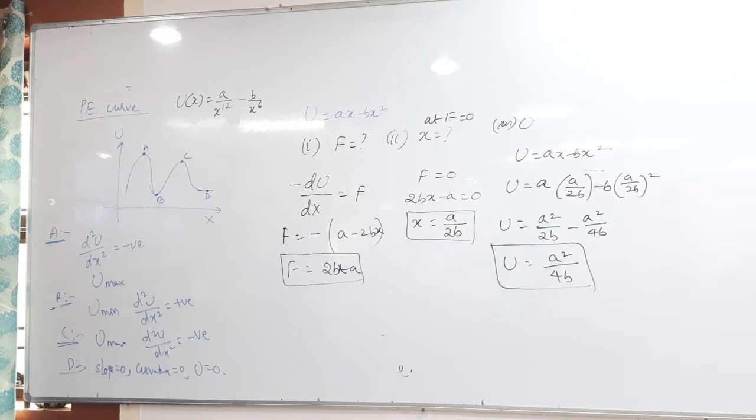and x is the distance between the atoms. Then find the value of x at which force is 0, and the minimum potential energy at that point.